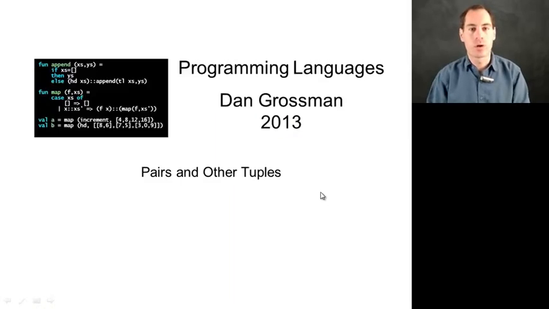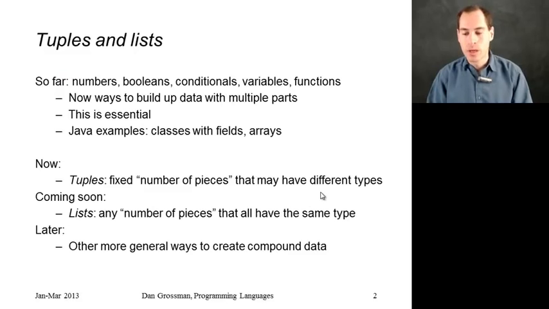Okay, in this segment we're going to start studying data in ML that's built out of smaller pieces of data, and we're going to start with pairs. So we've seen numbers, we've seen booleans, those are our basic data values, and we've seen various ways to program with them, like conditionals or variables or functions. But we need some way to build up things that have fields, multiple parts of them. This is essential in any programming language.